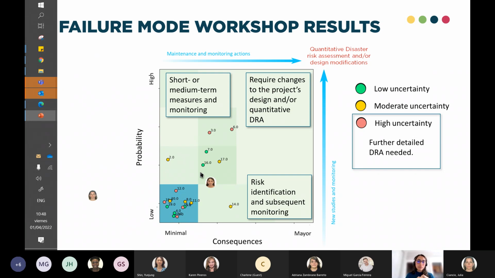But also if you have major consequences with low probability, like an earthquake, you need to identify that risk, and you have to follow with monitoring. And also if there's high uncertainty and the experts agree that there's high uncertainty in a certain failure mode, you may also need further analysis to be done.